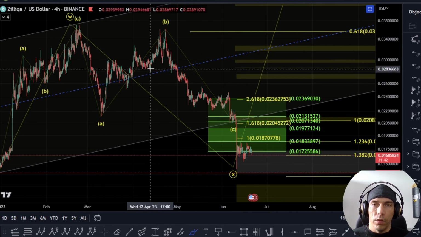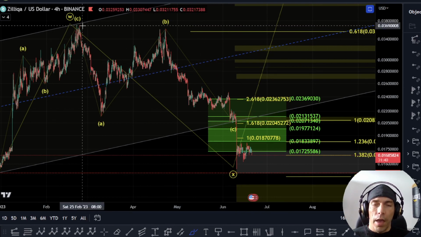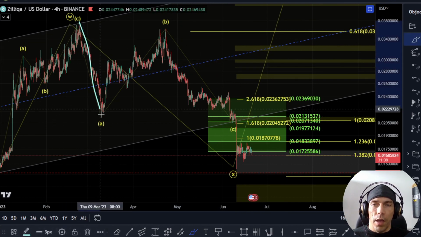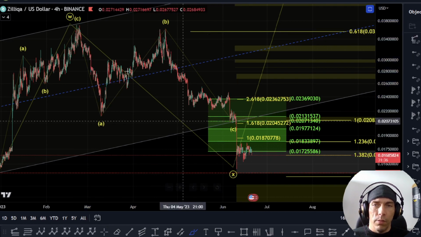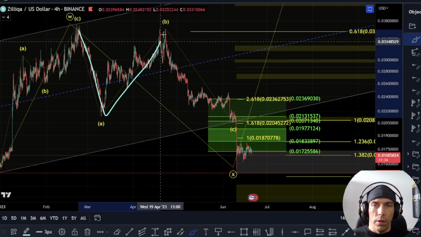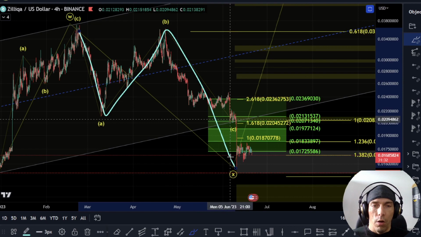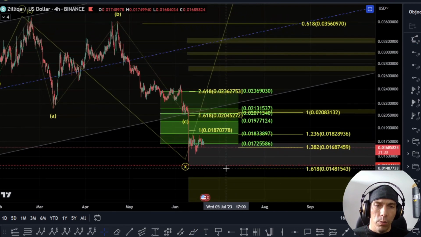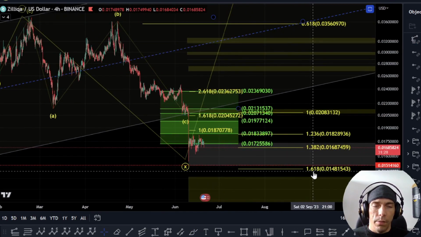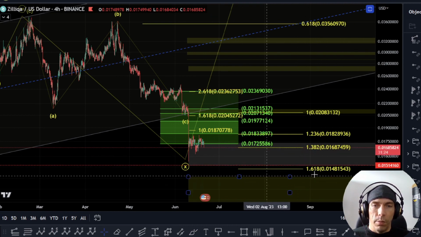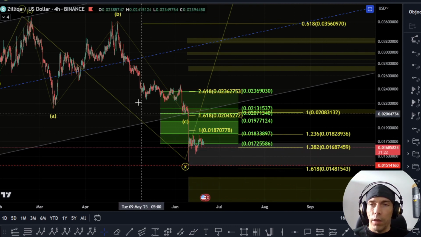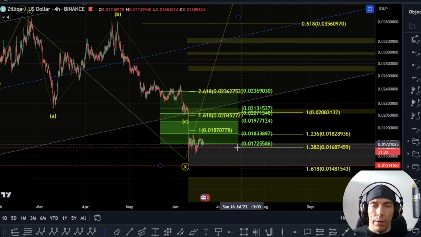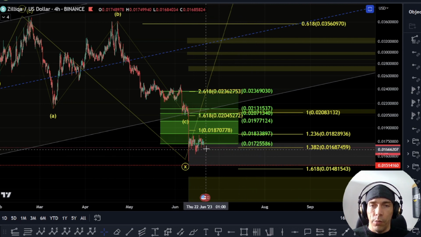Now, the problem with this is that if we're looking for this as an X wave here, instead of this being A, B, and then C, we'd have to then argue that this is some kind of a W and X, and this would be our Y wave. Now, if we are looking at a Y wave, I wouldn't like to cross this 1618 here. If we cross this 1618, it becomes less likely. Now, once again, we have come all the way down to this 854 region. And if we continue to consolidate below this level, it becomes likely we're going to see a push to the downside.